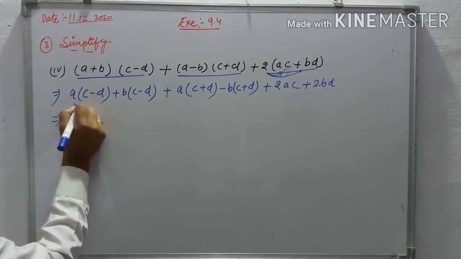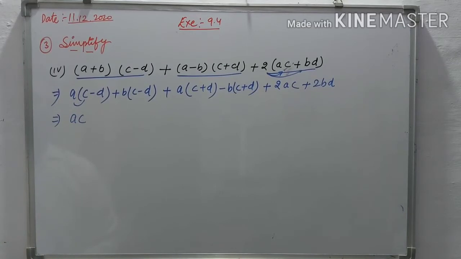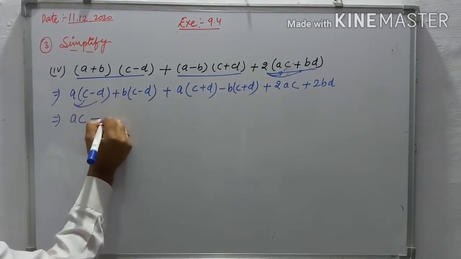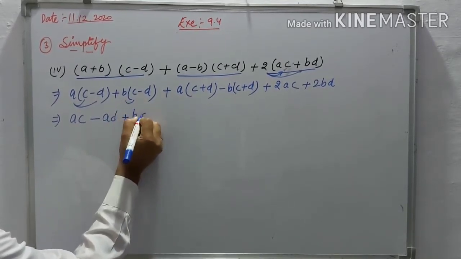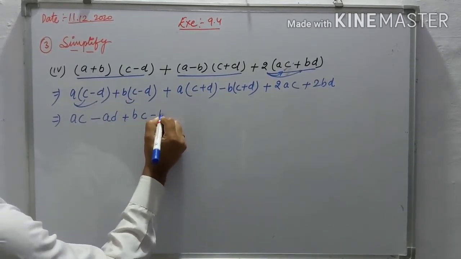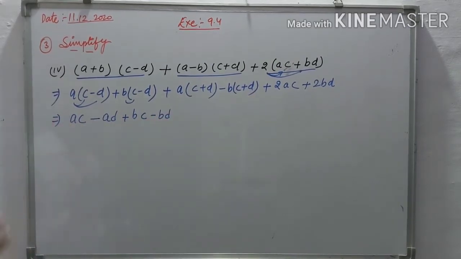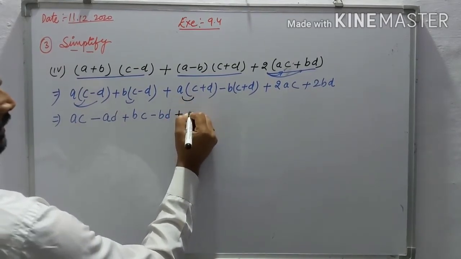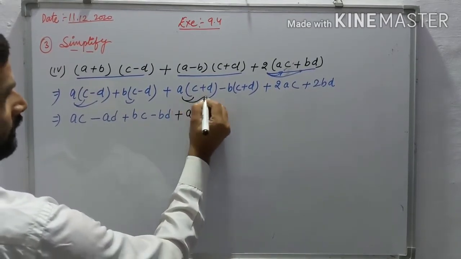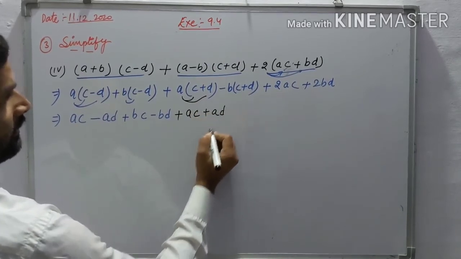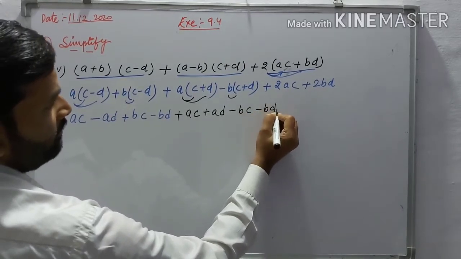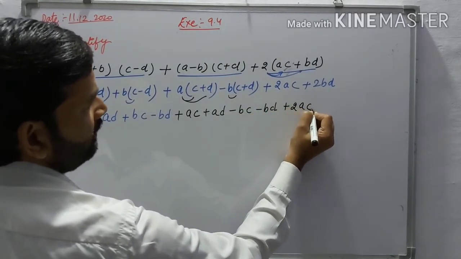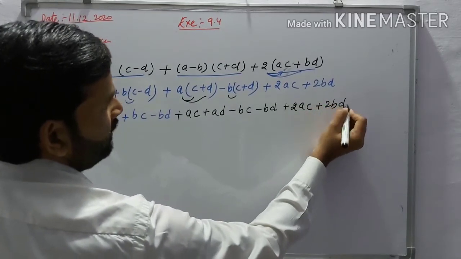Now here A multiply C is AC, minus A multiply D is AD, plus B multiply C BC, plus minus minus and BD. The first bracket is solved. Now second bracket plus AC plus AD minus BC and minus BD, and an additional part of 2AC plus 2BD.